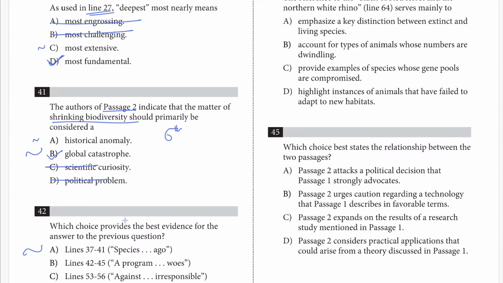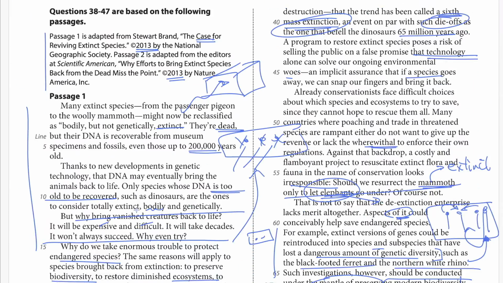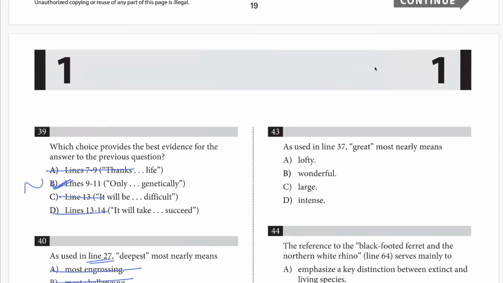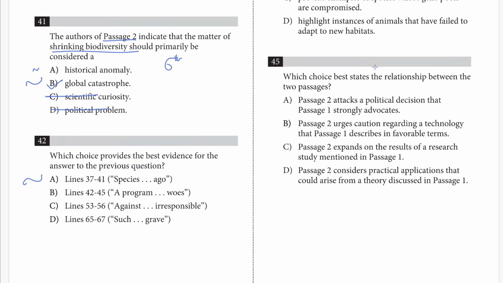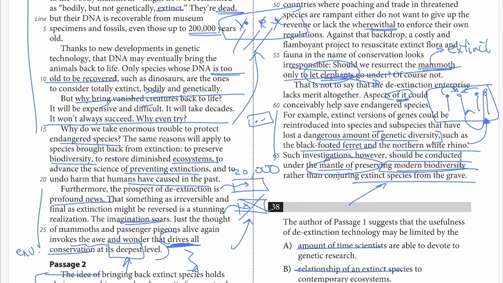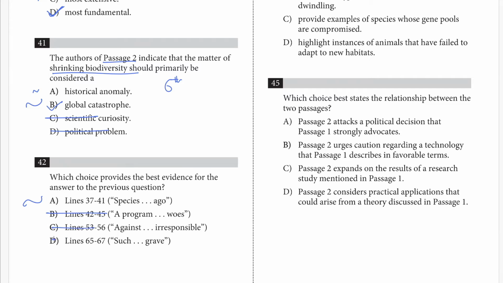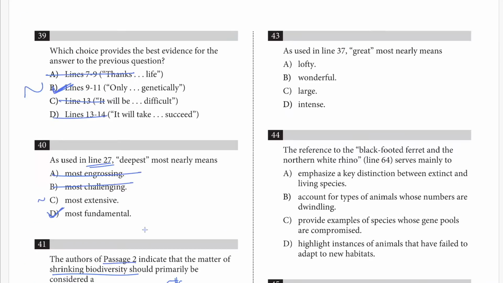42 to 45, you can check. That's probably not going to be right. So 40 to 45 is right over here. A program to restore extinct species. So this is some false promise stuff, right? So that's incorrect. So this is gone. 53 to 56. Against that backdrop, a costly, so it's talking about the flamboyant project, right? So that's why this one as well is going to be incorrect. And then you can check even this guy's going to be correct. Okay, so let's move on to the next one.